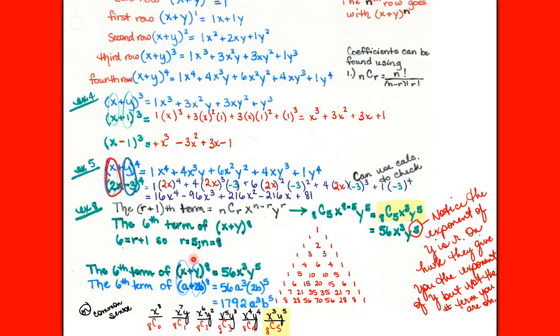So let's do that. Let's put a in the place of x, and 2b in the place of y. So if I do that, 2 to the 5th: 2 times 2 is 4, times 2 is 8, times 2 is 16, times 2 is 32, right? So 2 to the 5th is going to give me 32 times 56. That's where we're getting this 1792. And then we've got the a to the 3rd, b to the 5th.